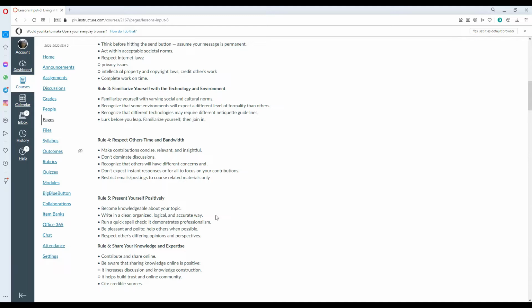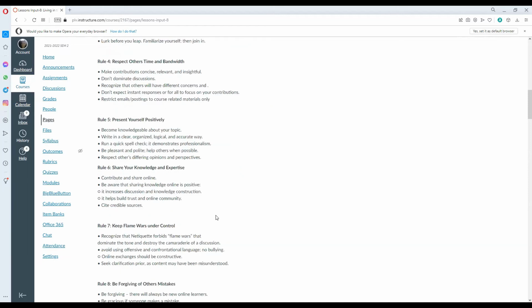Rule number five, present yourself positively. Become knowledgeable about your topic. Write in a clear, organized, logical, and accurate way. Then do a quick spell check. It demonstrates professionalism. Be pleasant and polite, help others when possible, and respect others' differing opinions and perspectives.